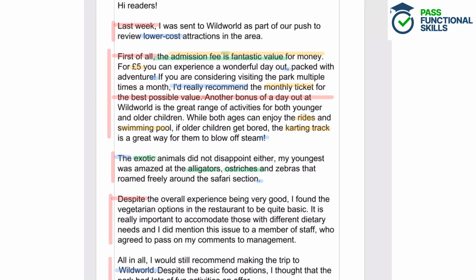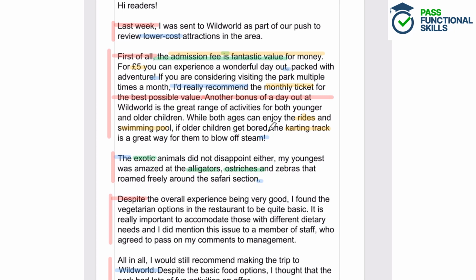Now let's consider the language that has been used in this answer. So remember that your answers will need to consistently be matching up with the purpose and audience given in the question. This answer is really well suited to the purpose of the text because we've got a full explanation of what this person thought was good and bad about the trip, and we've got a range of facts and opinions that have been included to inform and persuade the reader.